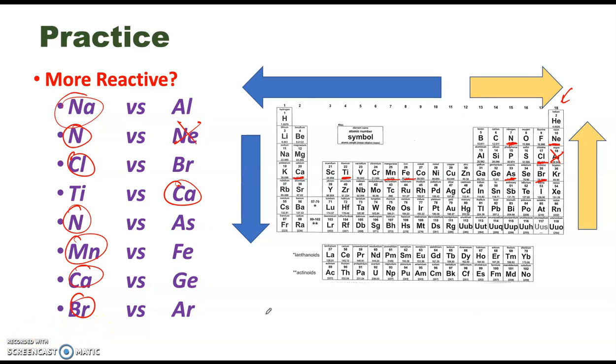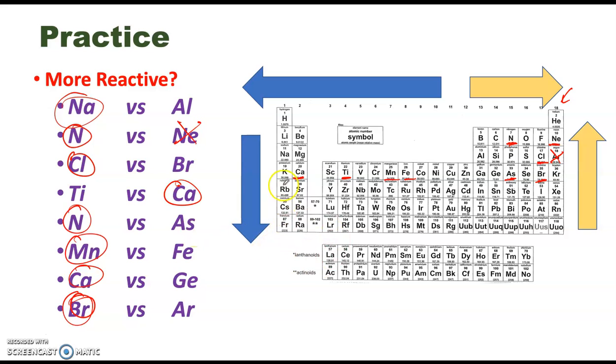Okay, so that last example, sorry I got cut off there. Argon is a noble gas, so that means bromine's more reactive, right? Noble gases are automatically less reactive than any other element you're comparing them to. Unless it's another noble gas, then cross them both out because neither of them react.